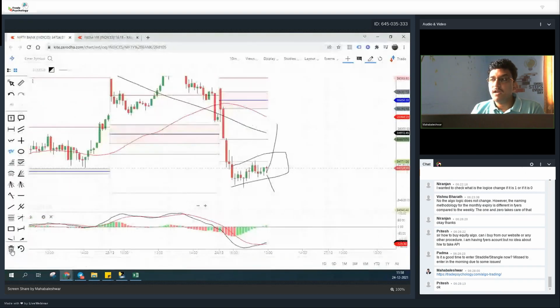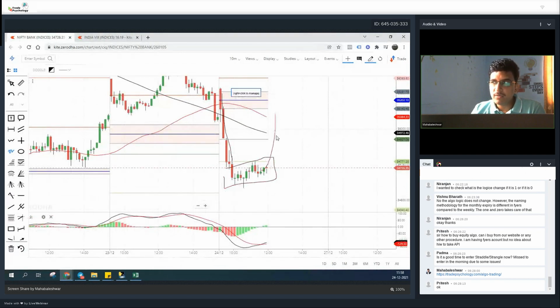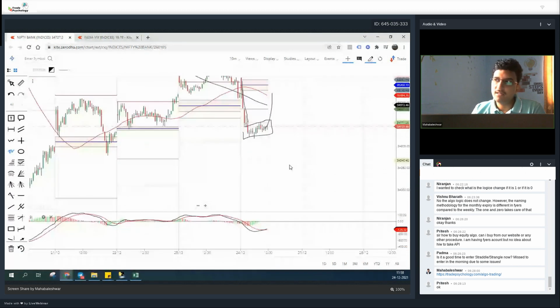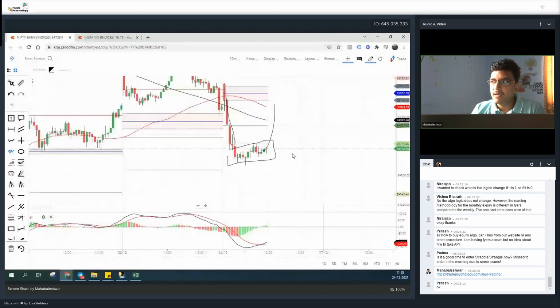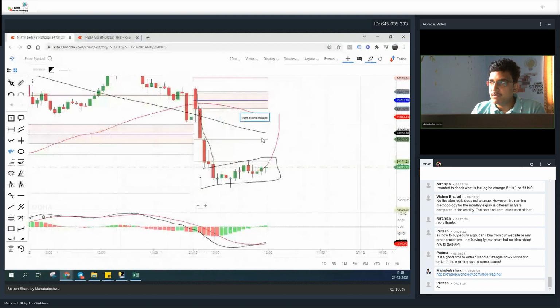The logic which I had entered is, yes, I missed the morning trade, but now I'm expecting that there is a consolidation happening. Maybe there could be upside momentum. There is a high probability that there could be an upside momentum. Maybe Bank Nifty can go up to this level, maybe 34,900 or 35,000. So there is a momentum of maybe 200 points. If I want to capture that, I just take a neutral trade with a lesser stop loss.